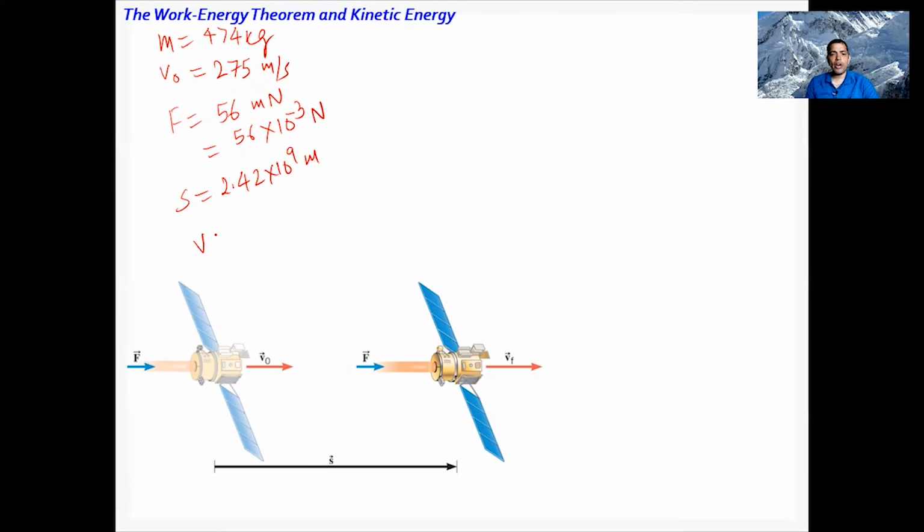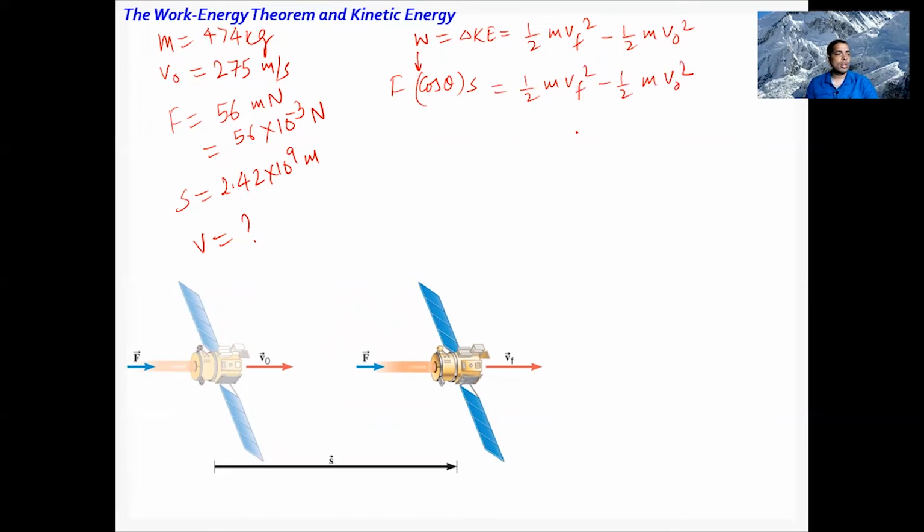Now we need to find the final v. We know the formula: work done equals delta KE, which is 1/2 m vf squared minus 1/2 m v0 squared. Now let's plug in the value of W. What is W? W is F cosine theta S equals 1/2 m vf squared minus 1/2 m v0 squared. If you take a look at this picture here, the force and displacement are in the same direction, right?